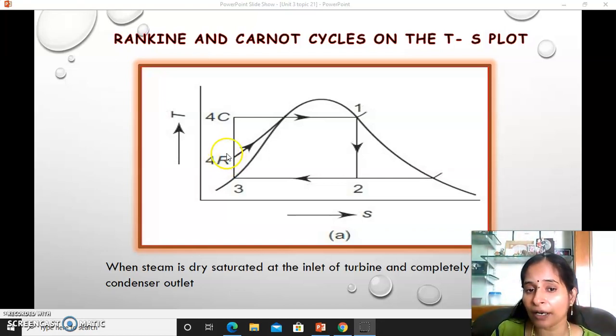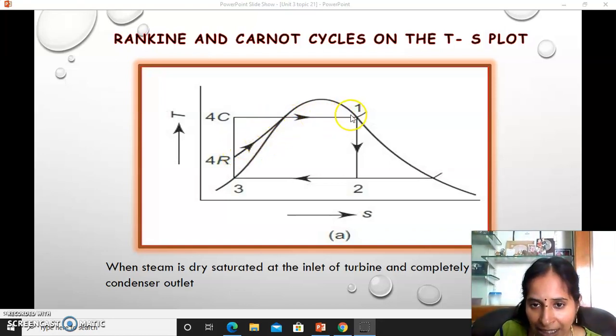R stands for Rankine cycle, and from 4R to 1, along with the arrowed straight line, you can reach the turbine inlet. And here, from this intersection point to 1, I have already mentioned that this is the latent heat of vaporization, right? It consists of sensible heating and latent heat.